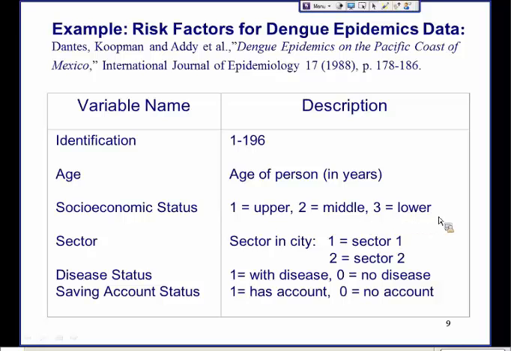A lot of times when you get data like that, the data will be coded as a number. And also which sector you live in. Maybe you live in sector 1 or sector 2, so a different area. And disease status, this would be the response variable. You want to model the disease. 1 stands for yes, the person has the disease. 0 means no disease. And there's another nuisance variable here, saving accounts data, whether you have a saving account or not. 1 stands for yes, having a saving account.